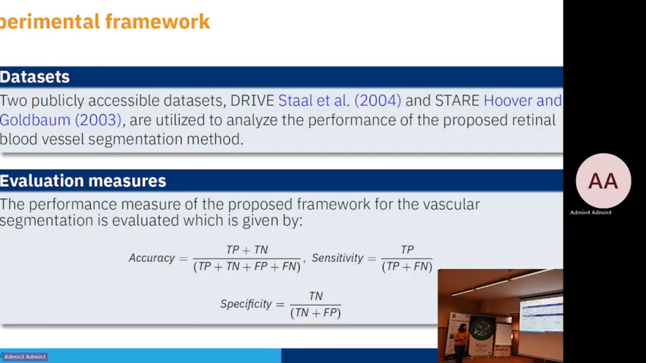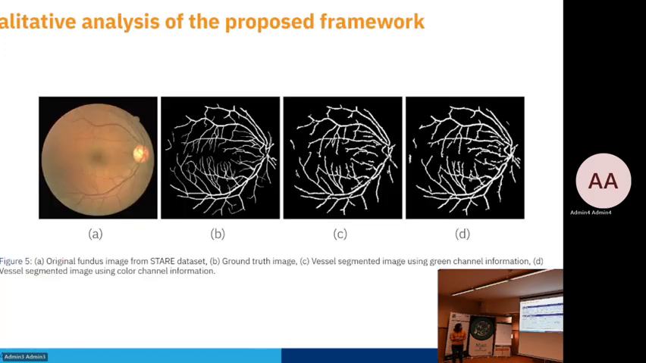Next, to see the performance of this model, we have chosen two publicly available datasets, DRIVE and STARE, which are collections of fundus images. To check the performance qualitatively and quantitatively, we have used some evaluation measures: accuracy, sensitivity, and specificity. First, we will see the qualitative analysis.